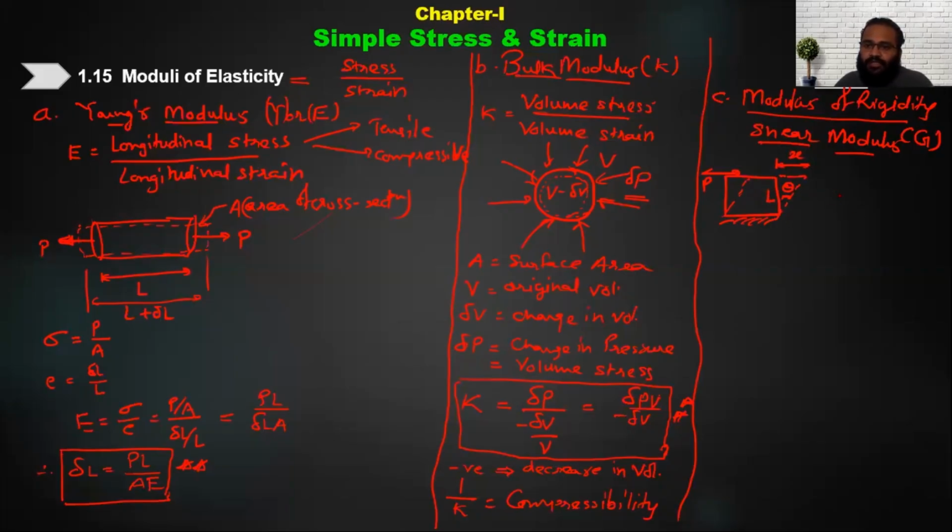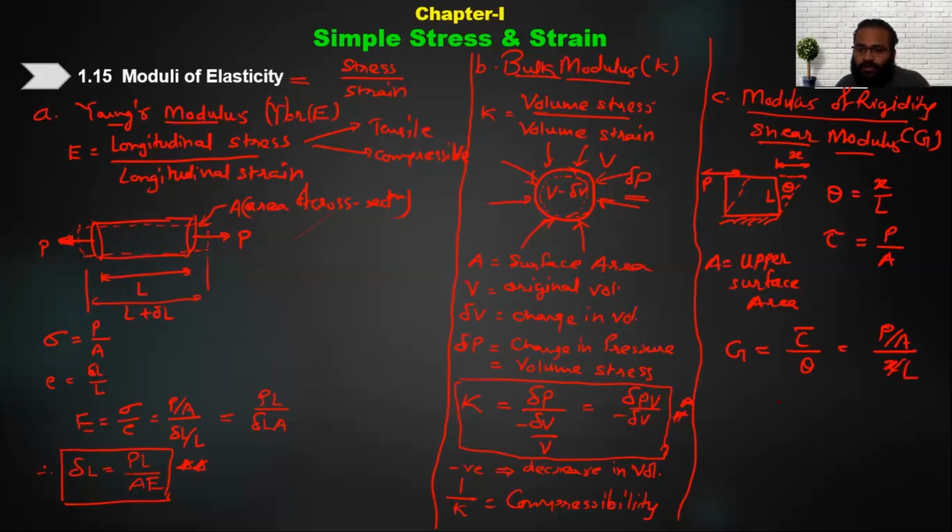So my strain here is theta, which was equal to x by l, and the shear stress tau was equal to load upon the area. Here A is the surface area, only the upper surface area. So what is my G then? G will be equal to tau divided by theta. Tau is load upon area and theta is x upon L. So you can define this as PL upon x into A, that is equal to your G, that is rigidity modulus.